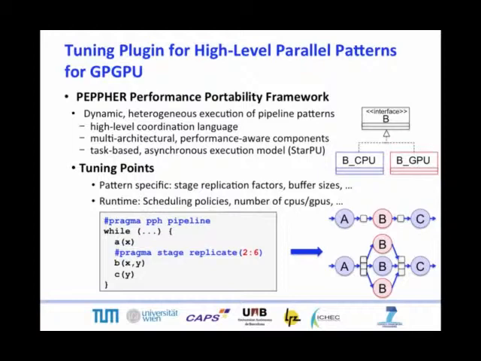The framework exposes various tuning points for the external tuner. These may be pattern-specific, such as stage replication factors or buffer sizes for pipeline patterns. Or they can be more general, like runtime properties, such as task scheduling policies or number of execution units in use.